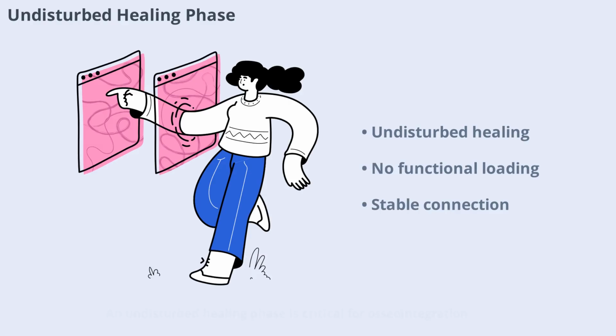An undisturbed healing phase is critical for osseointegration. The implant must be left out of function during this period, allowing the bone to grow onto the implant surface without interference. This healing phase typically lasts several weeks or months, depending on the patient and the implant site. Proper healing ensures a stable and robust connection between the bone and the implant.